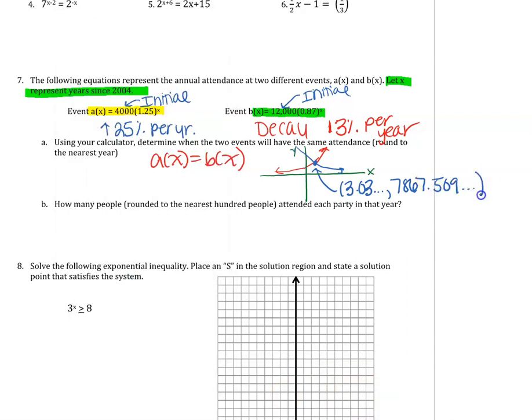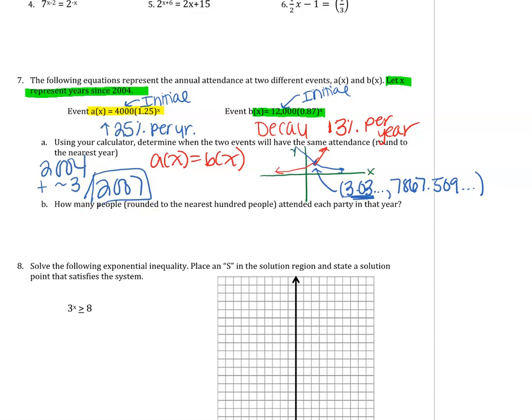Okay. So using my calculator to determine when the two events will have the same attendance, and we'll round to the nearest year. Well, if this is years since 2004, it's going to take about 3 years for them to have the same attendance, that means in the year 2007, they would have the same attendance.